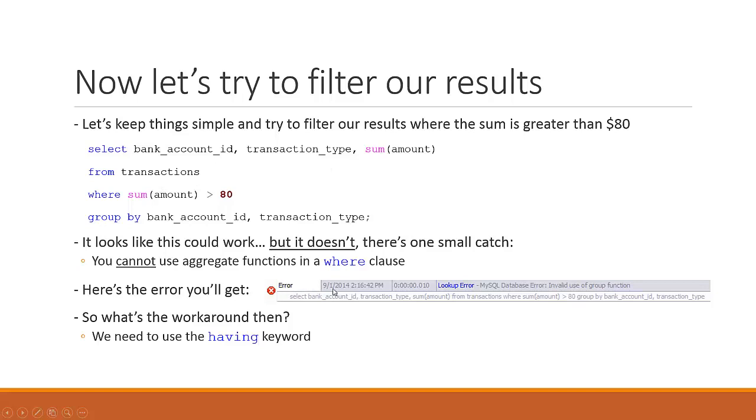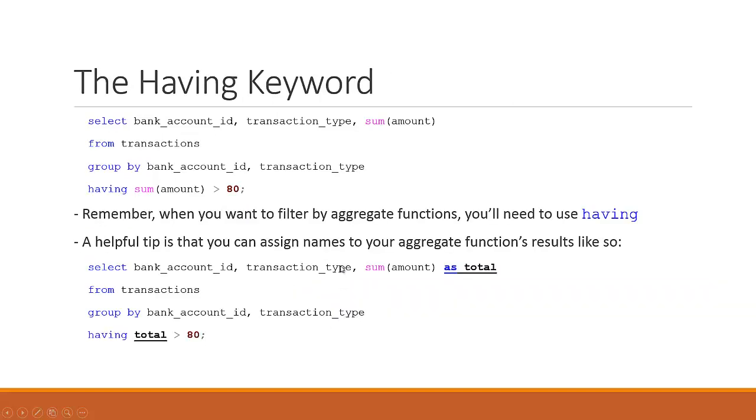So here's the error that you'll get. It'll say MySQL database error, invalid use of the group function. Okay, kind of an ambiguous type of message to give, but indeed that's the error that we're going to get, and what it means is that the where clause is not good enough. So what's the workaround? What can we do to fix this problem? And the solution comes in the having keyword. So let's dive into this having keyword and see how that will solve our problems.